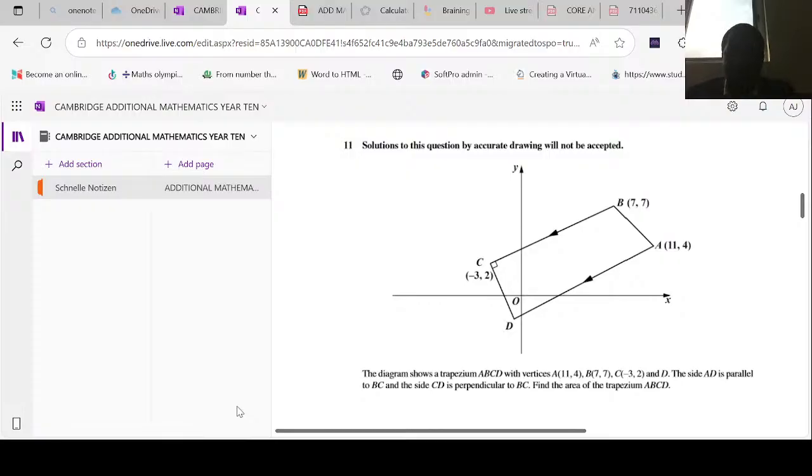Okay, so here is a diagram shown. What they ask us to do here: this is a trapezium, of course, with vertices A, B, C, and D. All the vertices are labeled except D. Now, we are told that the side AD is parallel to side BC, and the side CD is perpendicular to side BC, right?